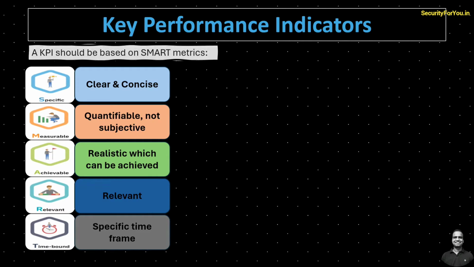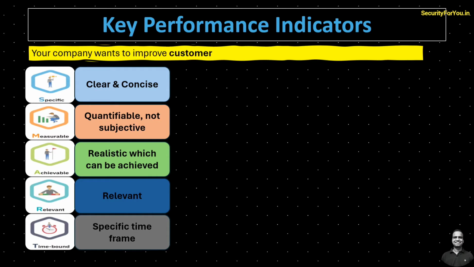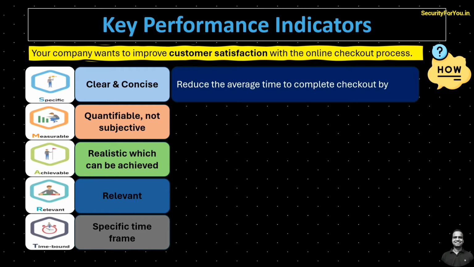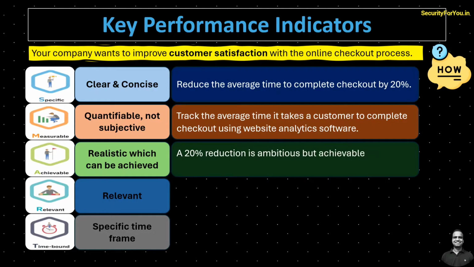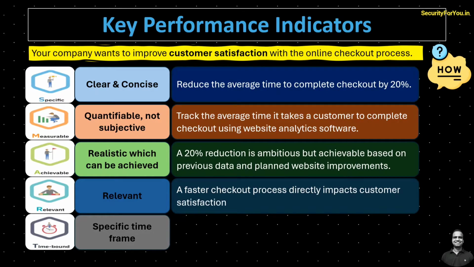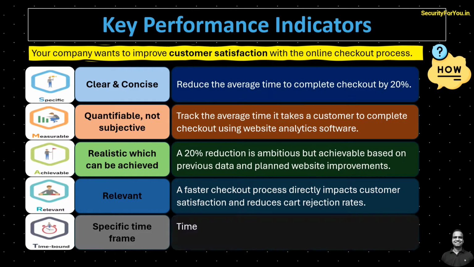Let's understand it with an example. Suppose your company wants to improve customer satisfaction with the online checkout process. How will you achieve this KPI? Reduce the average time to complete checkout by 20%. Track the average time it takes a customer to complete checkout using website analytics software. It should be realistic. A 20% reduction is ambitious but still achievable based on previous data. A faster checkout process directly impacts customer satisfaction and reduces cart rejection rates. And you can set the timeline: you will achieve this reduction within the next quarter or next 6 months.